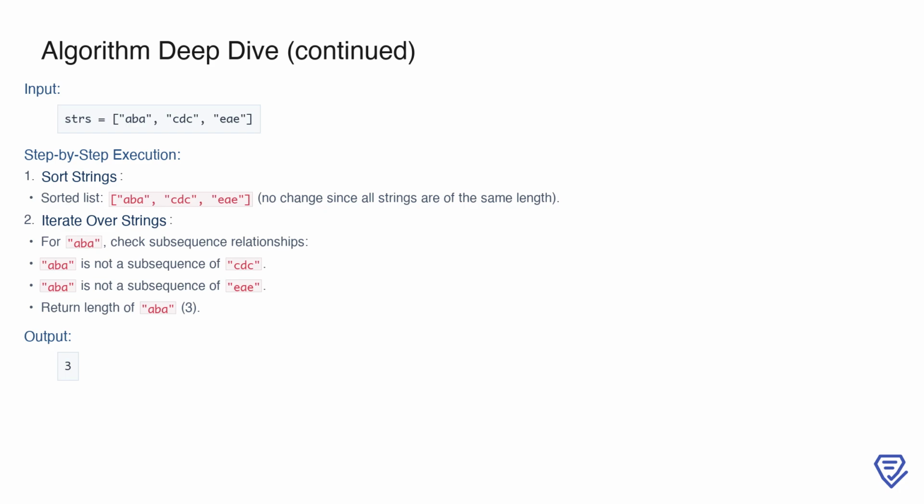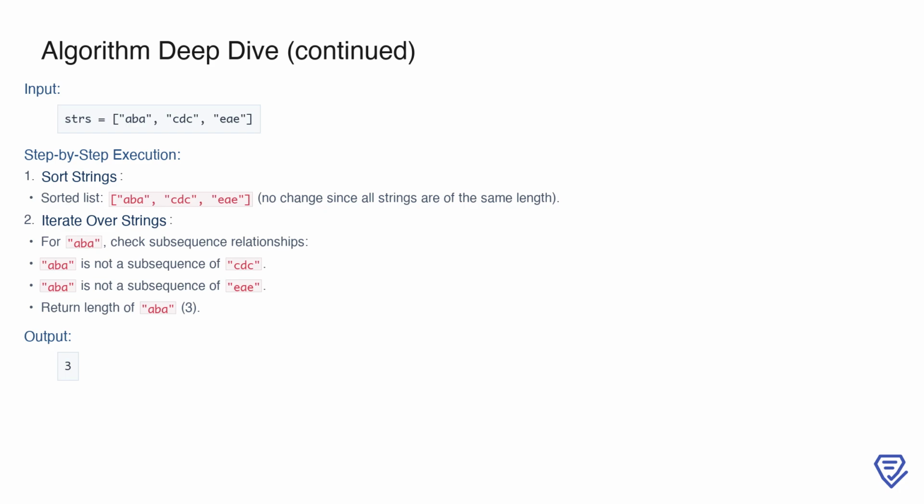Here, all strings are of the same length, so the order remains unchanged: ABA, CDC, EAE. Next, we start iterating over the strings. For the first string, ABA, we check if it is a subsequence of any other string. Comparing ABA with CDC, we find it is not a subsequence. Similarly, ABA is not a subsequence of EAE. Since ABA is not a subsequence of any other string, we return its length, which is 3.